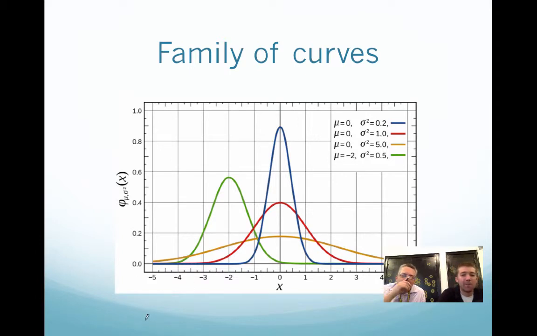The reason why we're showing you this picture is that the normal curves are a family of curves. There's a different normal curve for every possible mean and standard deviation. The blue one has mean 0 and a small standard deviation, so it's not very spread out. The red curve also has mean 0, centered about 0, but a wider standard deviation. The orange curve also has mean 0 and is even more spread out. The green curve has a different mean, centered about -2, and its standard deviation is in between the blue one and the red one.